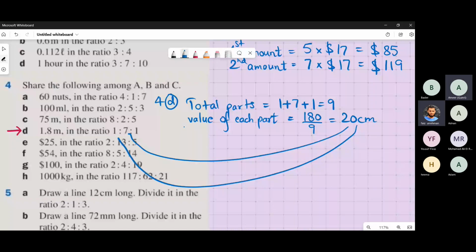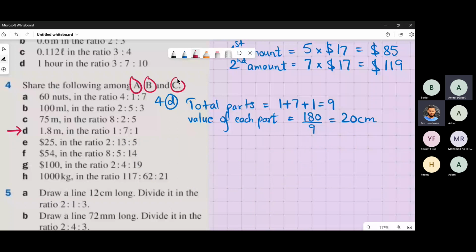So they have used the letters A, B, C, guys. A for Adnan, B for Amir, B for Badr, C for whom? Any footballer? Cristiano Ronaldo. Why did I ask this question?